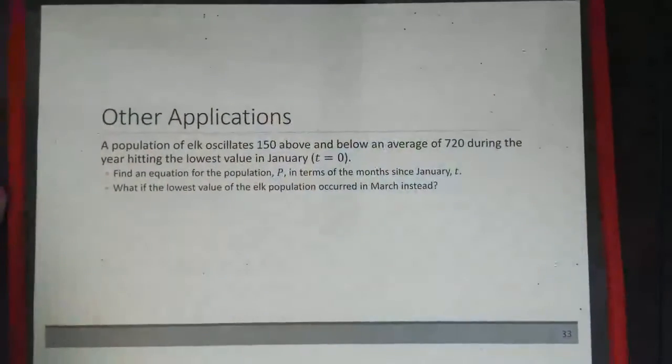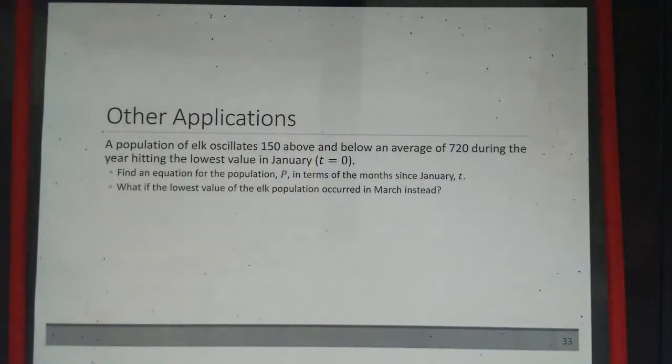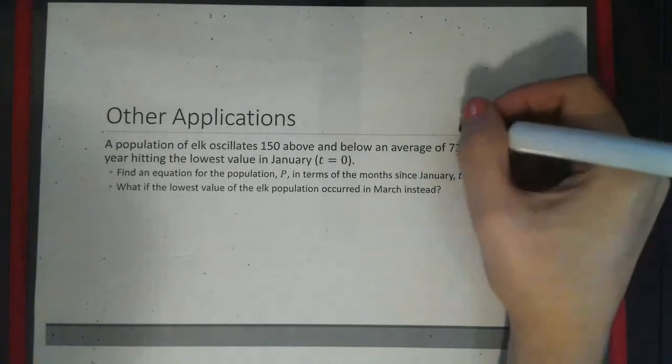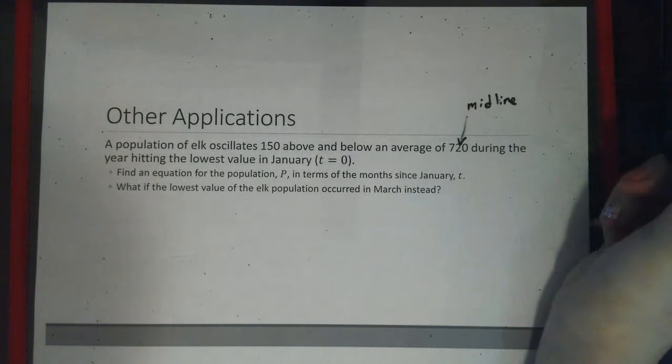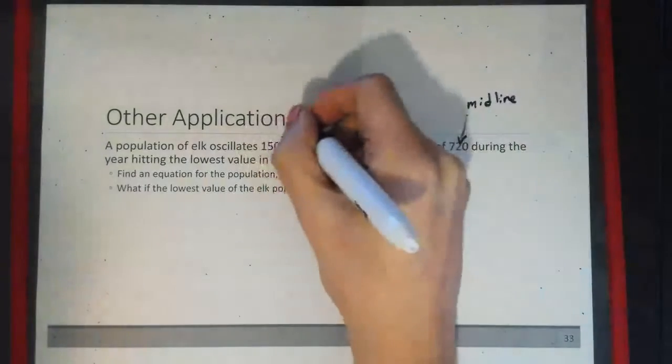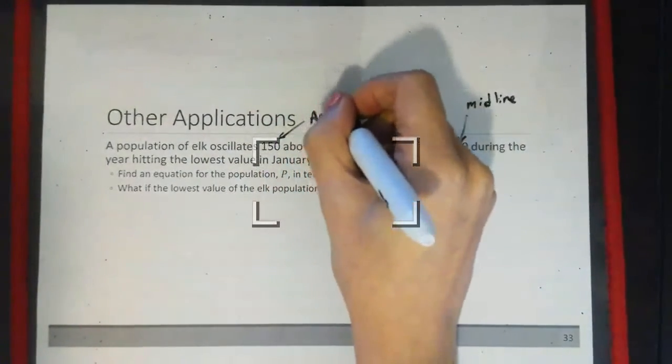All right. A population of elk oscillates 150 above and below an average of 720 during the year, hitting the lowest value in January where t equals 0. We're going to find an equation for the population P in terms of the months since January, which we're going to represent with t. Well, they told us we're oscillating above and below this average, so that average is our midline. We're going 150 above and below, so that's our amplitude.